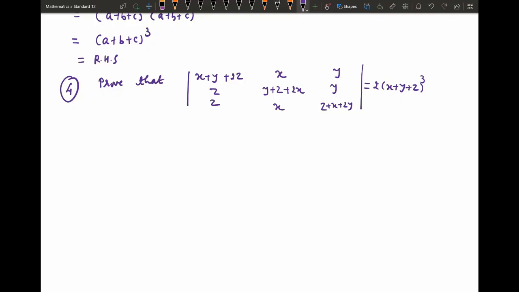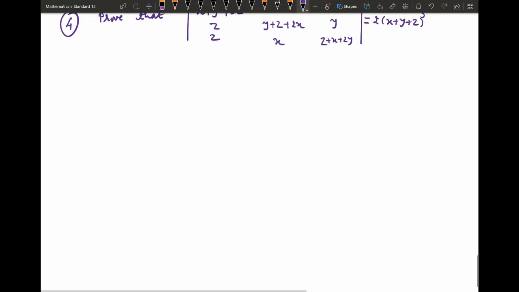Again check the determinant. First column is x plus y plus 2z, z, z. Second column x, y plus z plus 2x, and x. Third column is y, y, z plus x plus 2y, and we have to prove its value equal to 2 times x plus y plus z whole cube. So we will prove LHS equal to RHS. Solution.